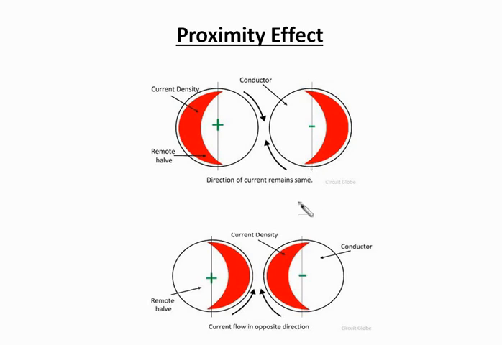So when the conductors carry the current in opposite directions, the closer part of the conductor carries more current, and the magnetic field far off the conductor cancels each other. Thus the current is zero in the remote half. Here the current is zero and the current density is crowded at the nearest part of both conductors. So this is about proximity effect, and this is for today's video.